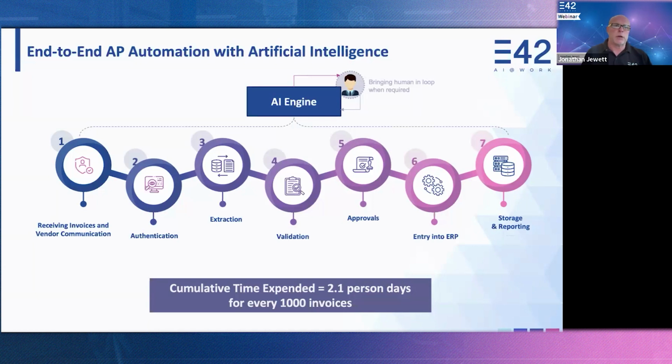Authentication is completed automatically, looking for fraud, looking for duplicates, looking for missing information in those invoices. And if there is missing information, being able to compose an email automatically to the vendor, sending it out and asking them to resubmit that invoice, again, without any person getting involved.